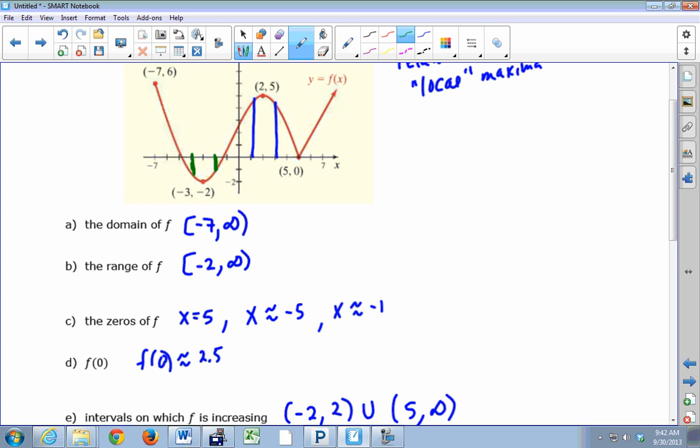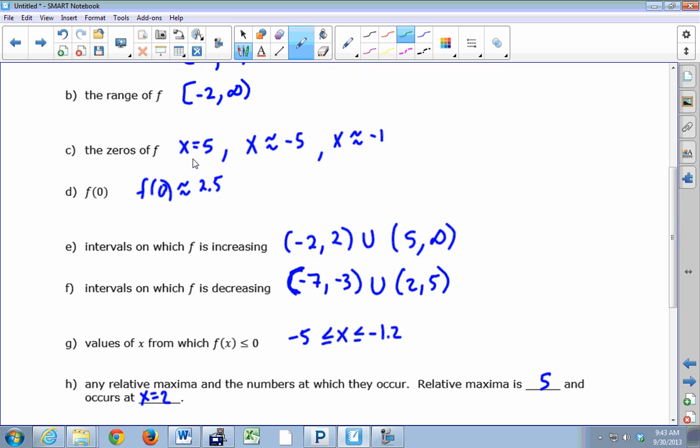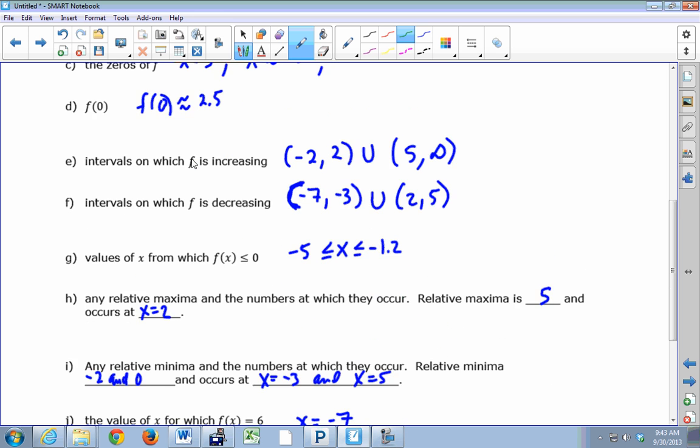So we have two relative minima. We have a minima value right here, a low point, and a relative minima value here. We have one relative maxima. This is not a relative maxima, because there's no function defined to its left, so you can't say it's increasing or decreasing. Okay, so let's go down here.